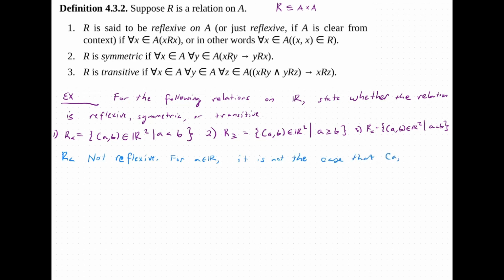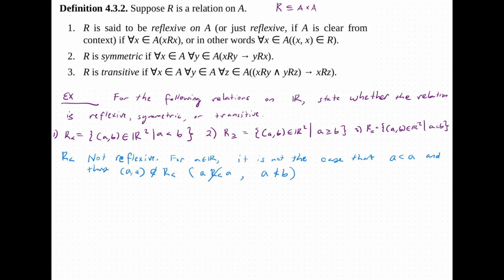That a is less than a, and thus a comma a is not in here. Or we can also use a notation r less than a, or a not less than b. And so we have these three notations which we can use interchangeably. So it's not reflexive. How about symmetric?